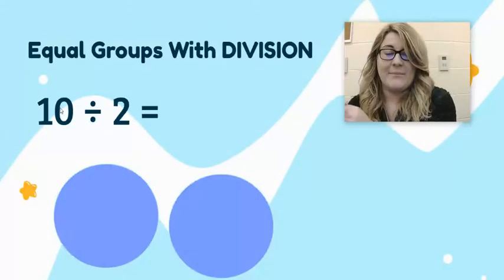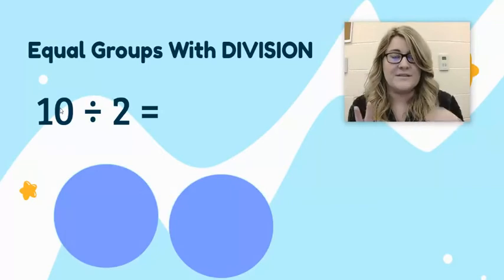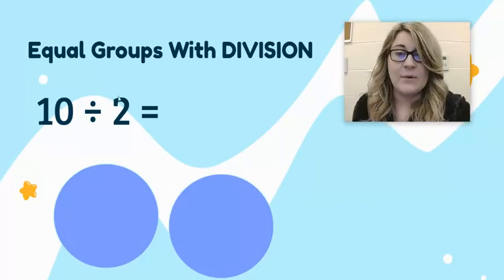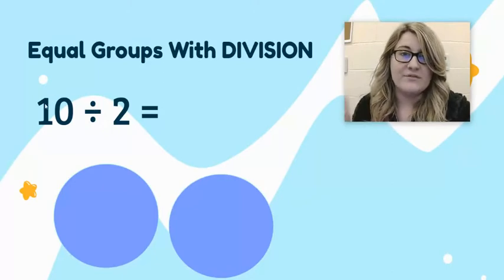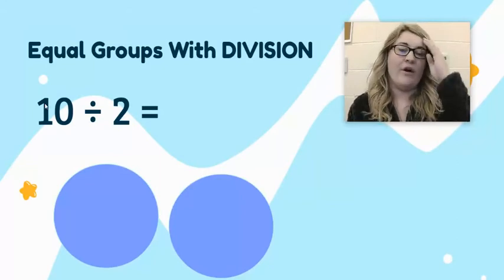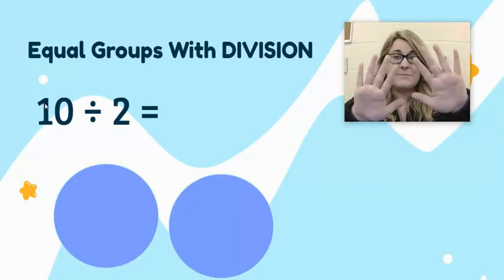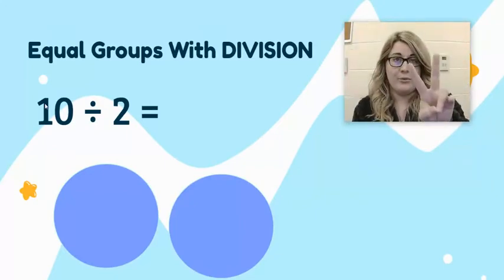So I have my number 10 here. 10 divided by 2. So I want to split this into 2 groups. So your second number is going to be how many groups you draw, okay? And then 10 is how we're going to split it up. We are not putting 10 in each group. That would be multiplying, okay? We are splitting up the total. I have 10, and I want to split it up into 2 groups, okay?